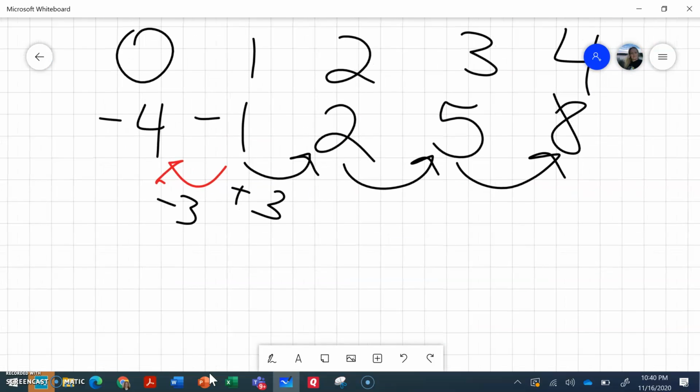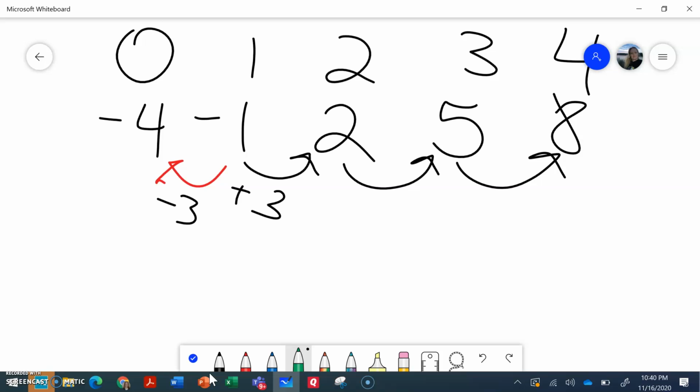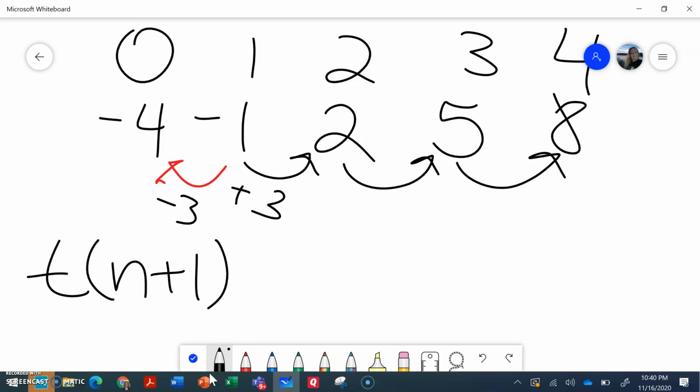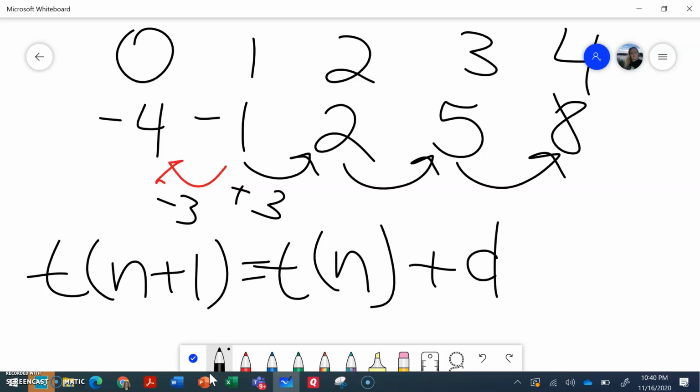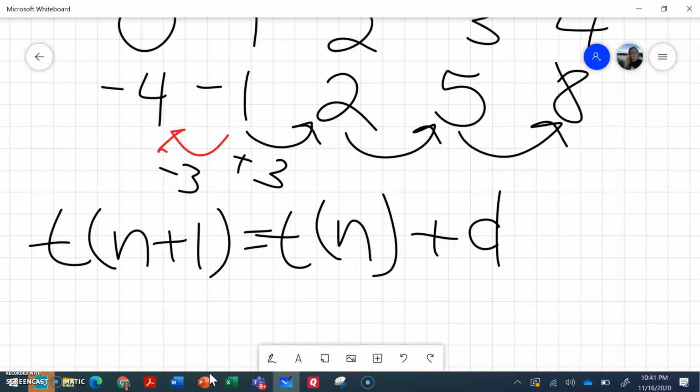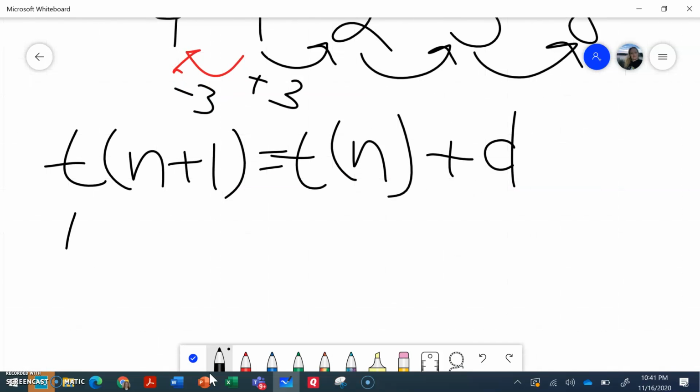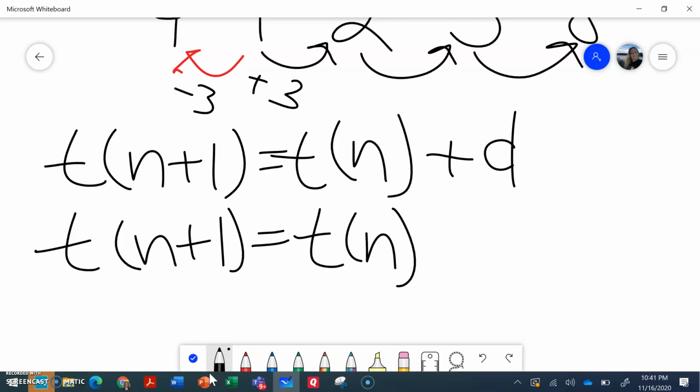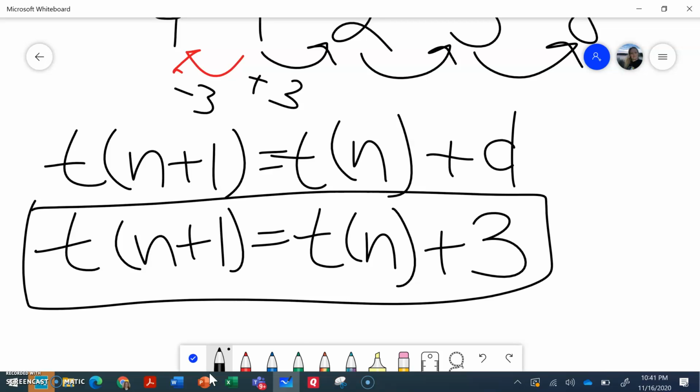So if I wanted to take this information and go to the recursive formula, we just have to remember that the recursive formula says that the next number in the sequence, t of n plus 1, is t of n plus whatever the common difference is. So in our case, we know our common difference was 3. So t of n plus 1 is equal to the number before it, t of n plus 3. And that's our recursive formula. So use that information to help you answer the 2 questions that we had today.